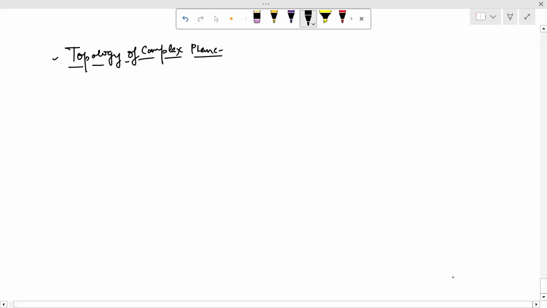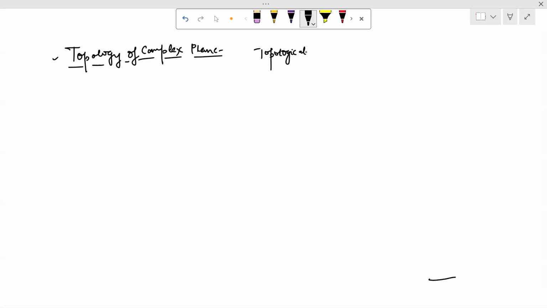We are going to discuss the topological properties. So our aim is to discuss the topological properties of the complex numbers, or topological properties of the complex plane. So we have to start with the topological properties of the complex plane.